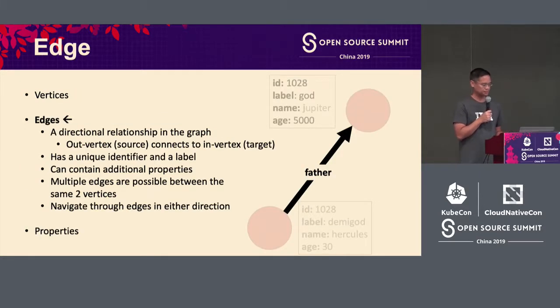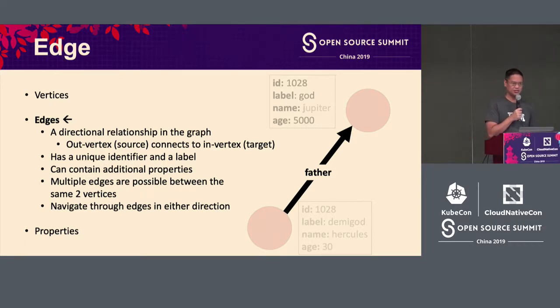With edges, these connect your entities. So it's a directional relationship. Now this is key. You have the out vertex, this is your source. It connects to the in vertex, which would be your target. So in this example here, we have the father edge. It starts at the son and points towards the father, or the child pointing towards its father.